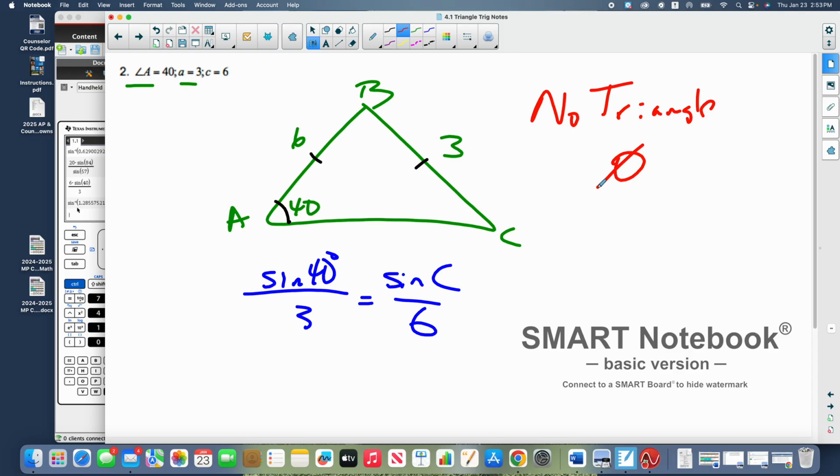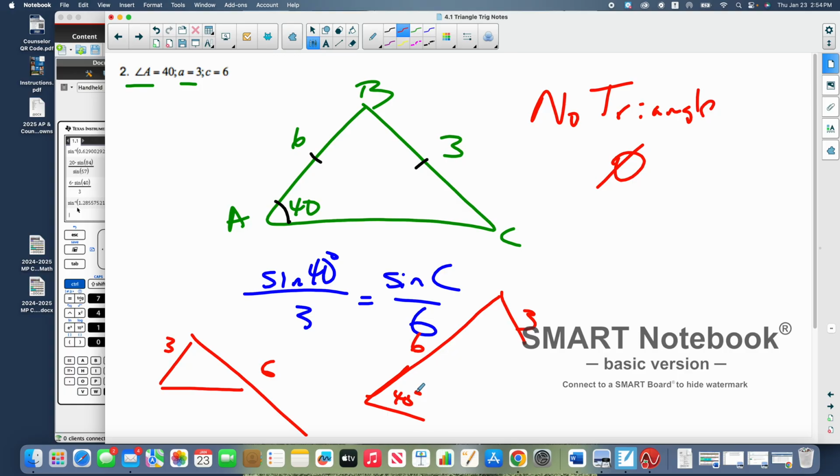What it's saying here is that if I've got this and I've got this, and then a really long one, so this is 6, this is 3. No, I said that wrong. C is really long, A is short, so that's 3, this is 6, this is 40 degrees. You see that's not going to make a triangle. It's not going to work.